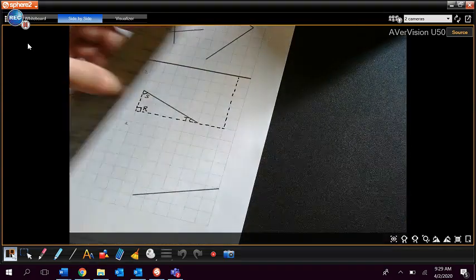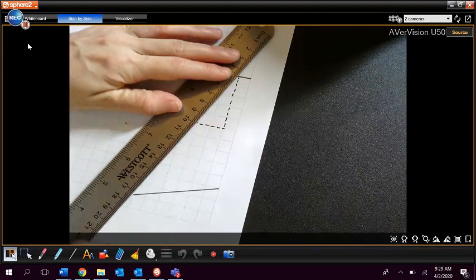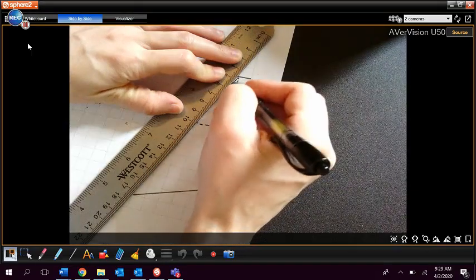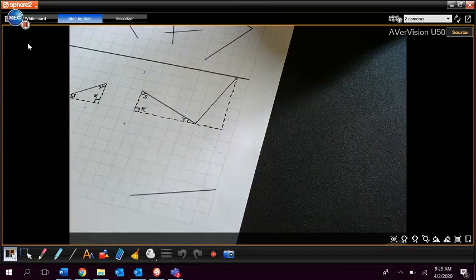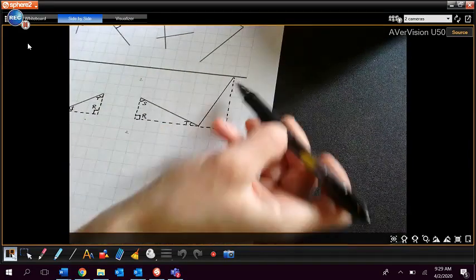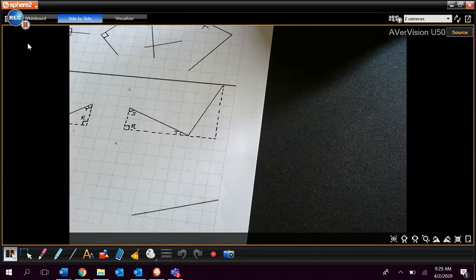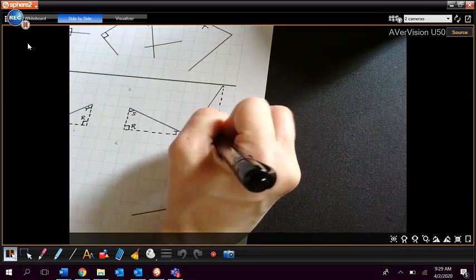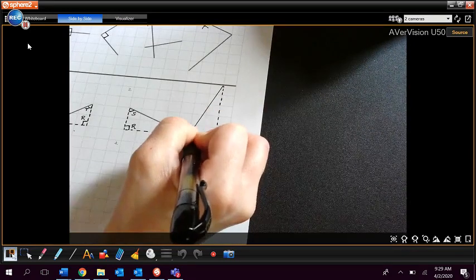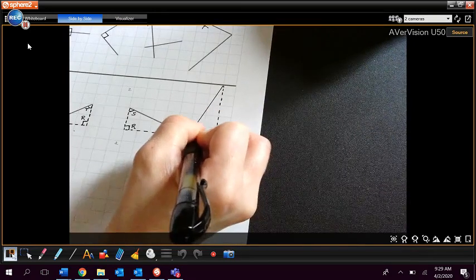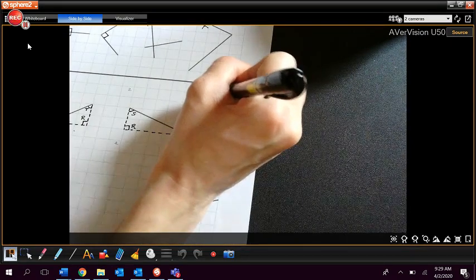So now all I'm going to do is I'm going to take my ruler. Remember, you can use a paper. I'm going to draw my line. So now I already did my other right triangle. And I'm going to do the same thing. I'm going to label R. This right here is going to be S. And this right here is going to be T.